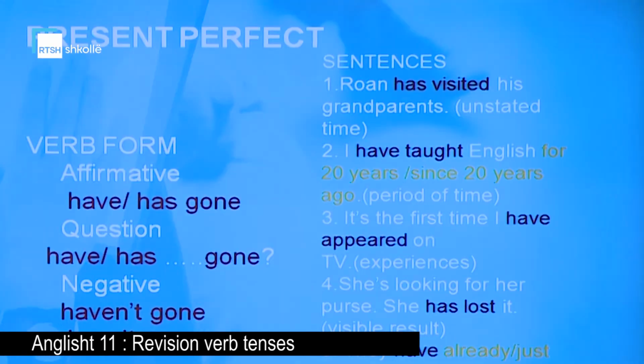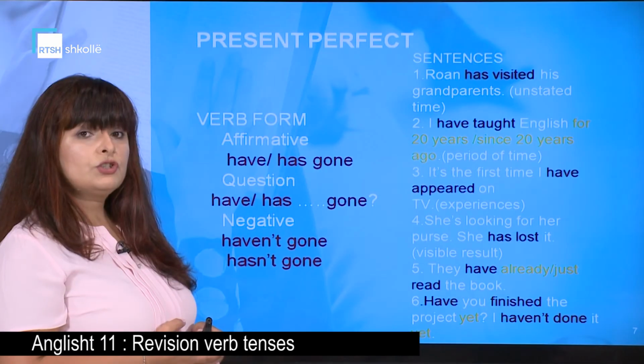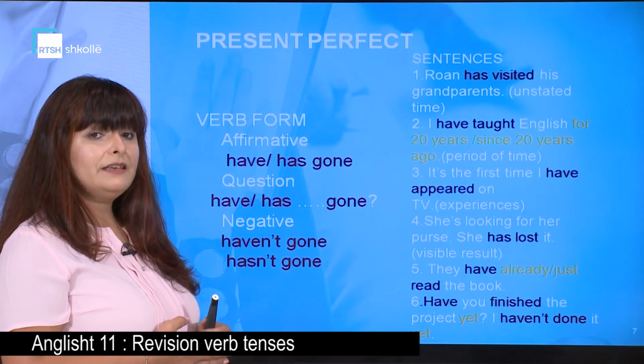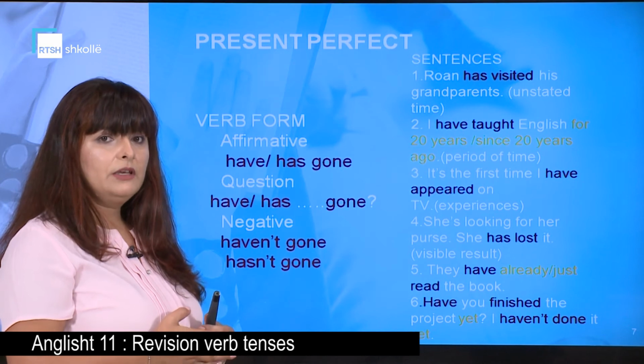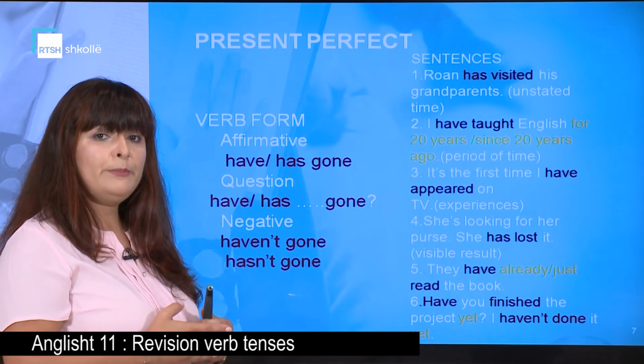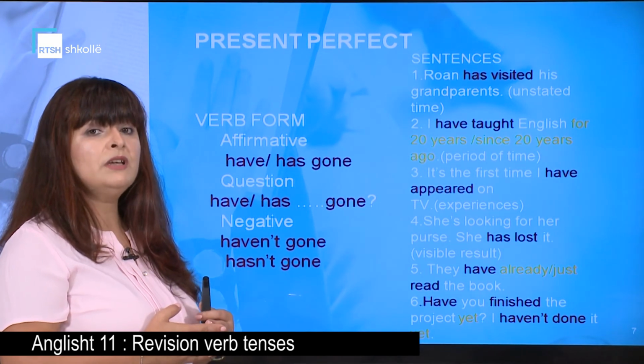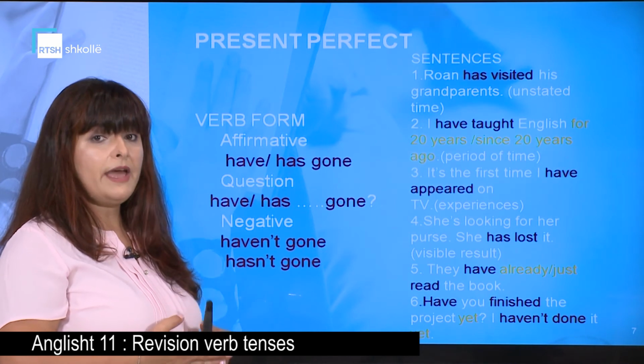Sentences. Ron has visited his grandparents. Has visited. What does it show? It shows an action at an unstated time in the past. What does that mean? The action has happened in the past, but we do not precisely know when.